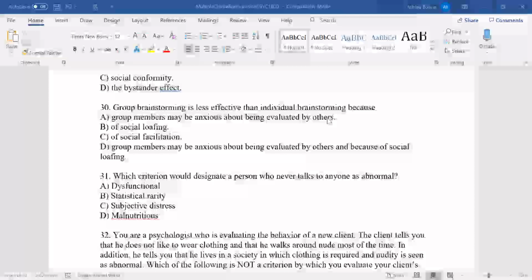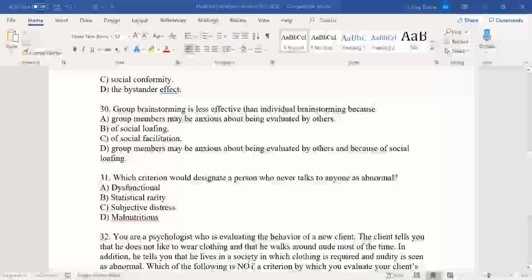Any guesses? B. Okay, B. I'm seeing a C. B. Yes, right. So this was the example I was just trying to give up here. Yes, so this is de-individuation.